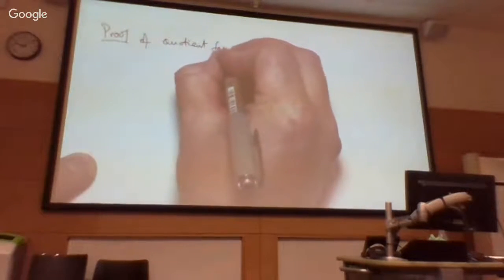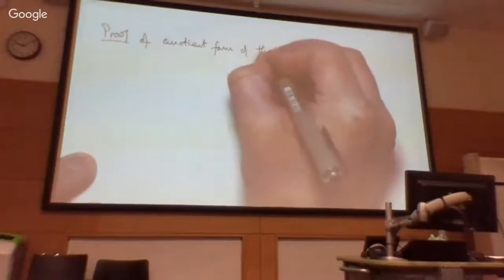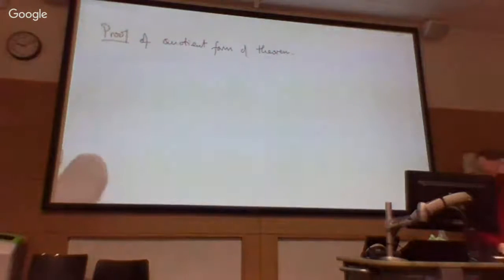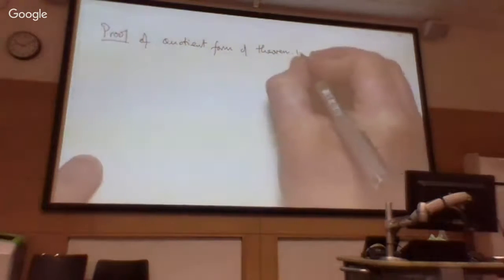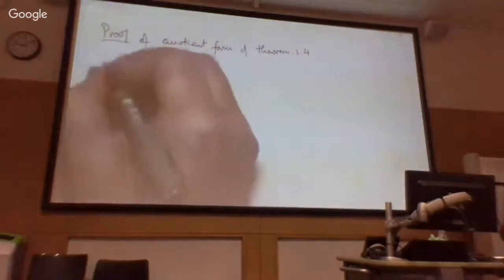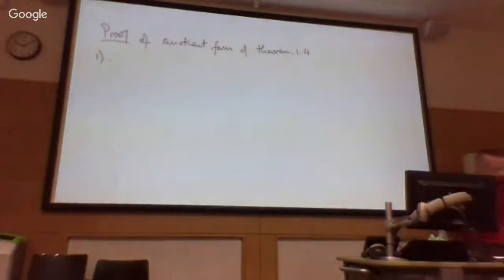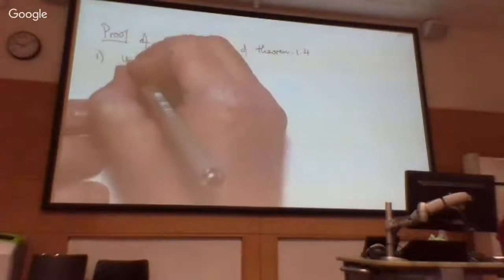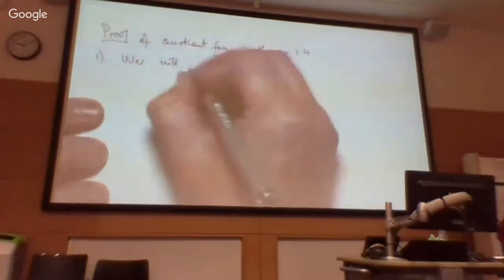Proof of the quotient form theorem, what was it called, 1.4. So step 1: show that the theorem above can be derived from the product form of the algebra limits and the special case. So we will prove a special case.